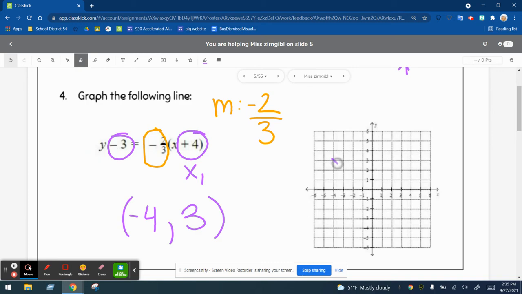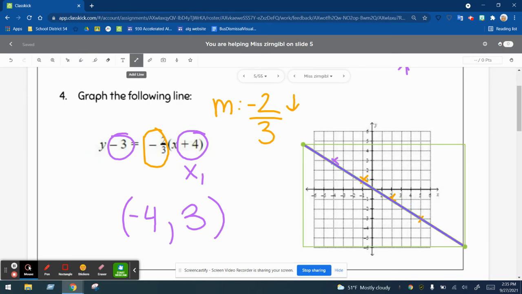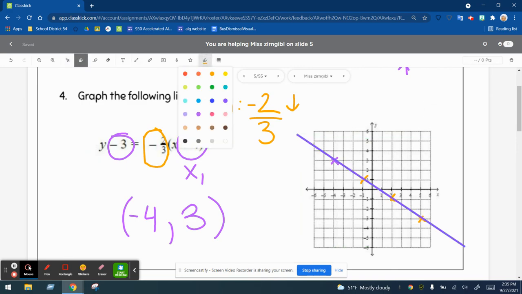So I go back 4, up 3, and graph that. And then I use my slope. My rise is -2, so I'm going to go down 1, 2, and to the right 3. And I'm just going to continue that pattern, down 1, 2, right 3, until I have a few points on my graph that I can now put a line through. And that should be what my line looks like for this graph. So that's how we graph from point-slope form. We identify the point, we identify the slope, and we place them on the graph.